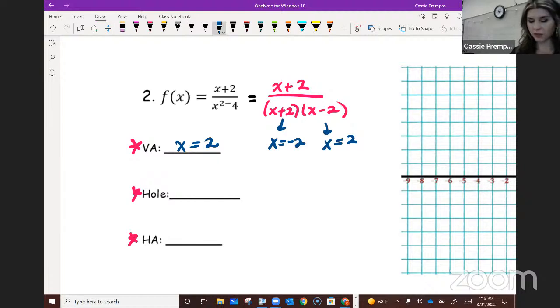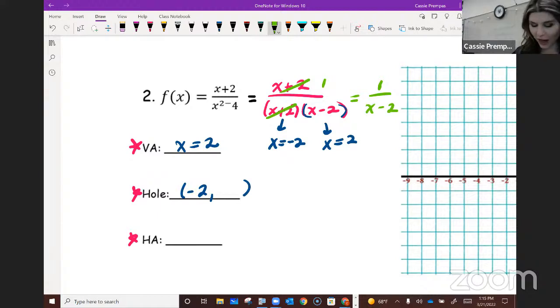x equals 2 should have been a VA because x minus 2, where it came from, didn't cancel. The hole is going to be an ordered pair. You don't need to write the words ordered pair, but you need to have the x value at -2. To determine the y value, we need to reduce this function. What's any number divided by itself? 1. So this is going to become 1 over x minus 2.